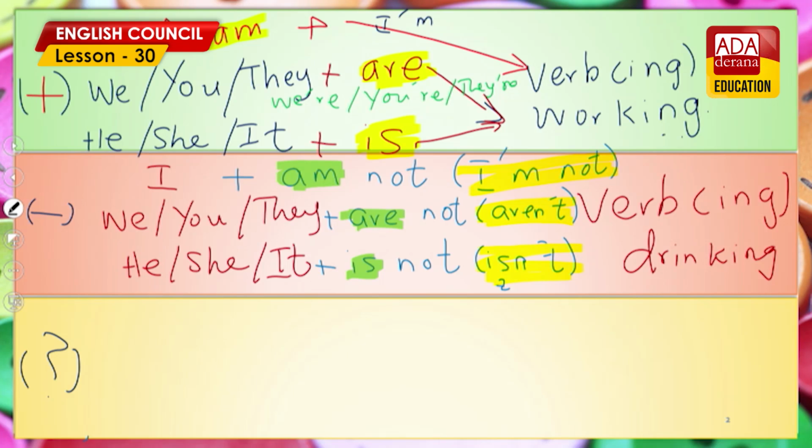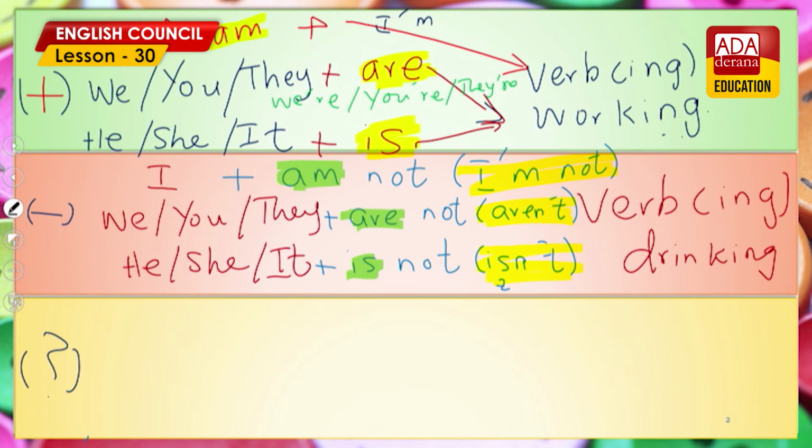Next verb, write. I'm not writing. We aren't writing. You aren't writing. They aren't writing. He isn't writing. She isn't writing. It isn't writing.